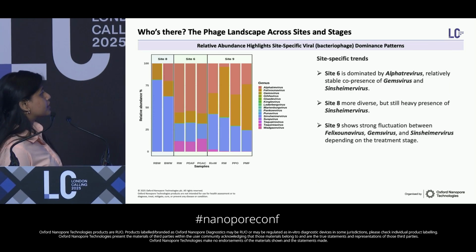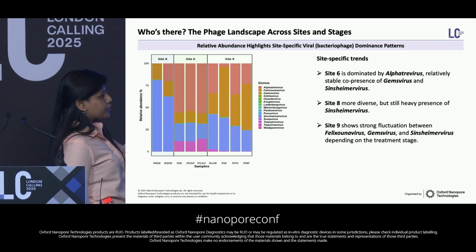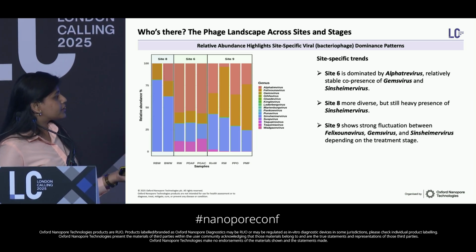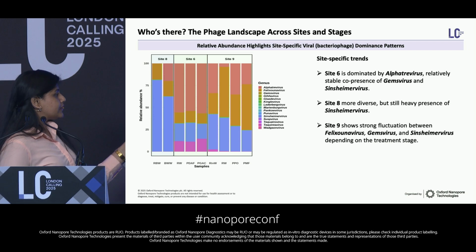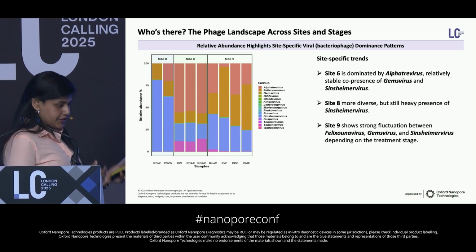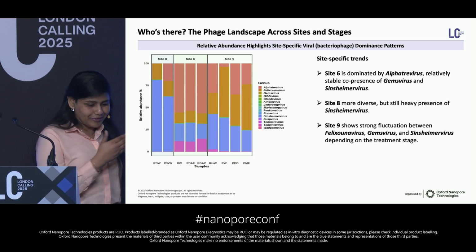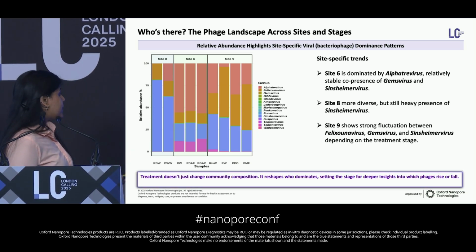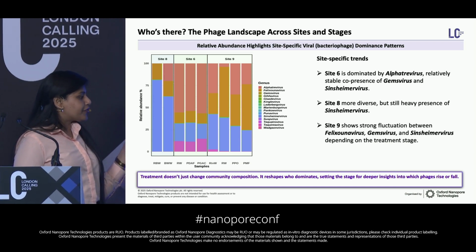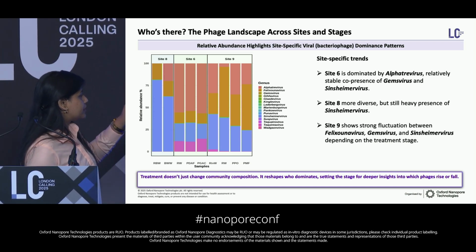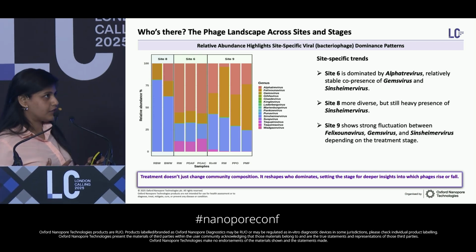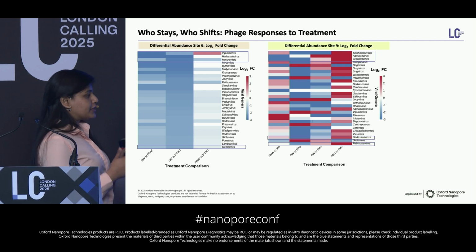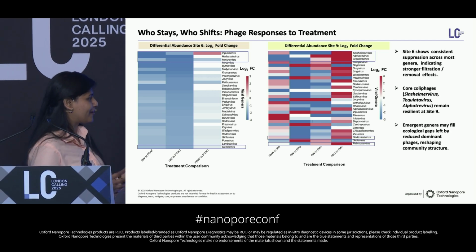So on the basis of this, what we have understood is that we have a few signature viruses like the alpha-3 virus, Syncytia virus, and Gemsa virus. So these phages, which are common all over the sites, can be used further as the indicator species. And of course, I'm showing relative abundance data, but I have also done an indicator species analysis, and we're finding similar trends there. So this shows us that it reshapes who dominates in a particular stage and who is staying and which persists. The further analysis was looking into differential abundance, that is, which phage is actually staying and which phages disappear after the treatment.